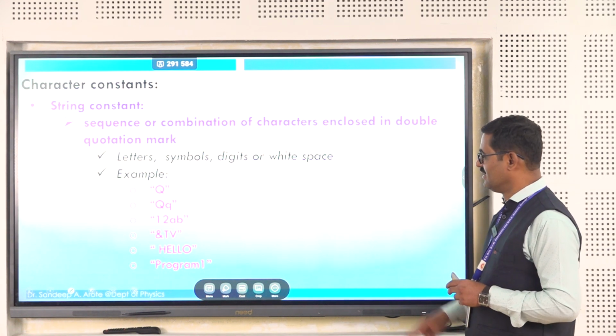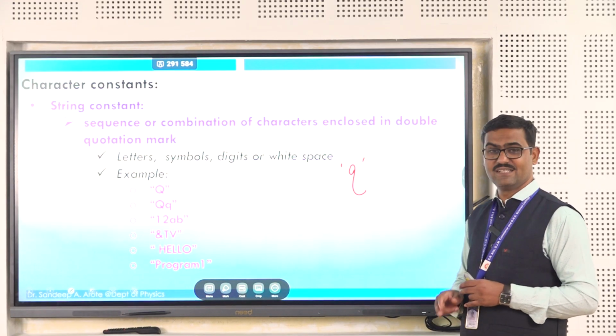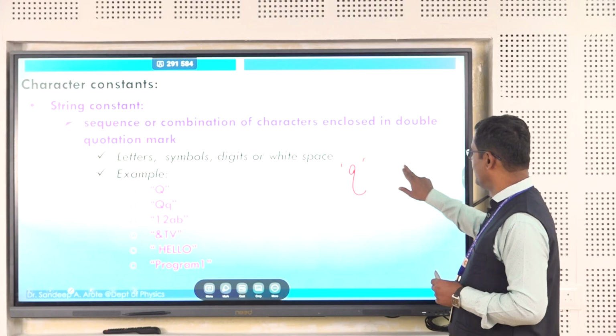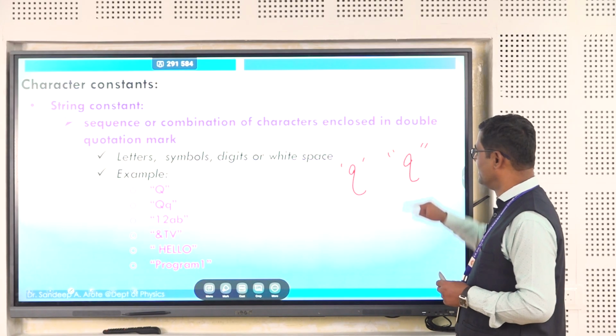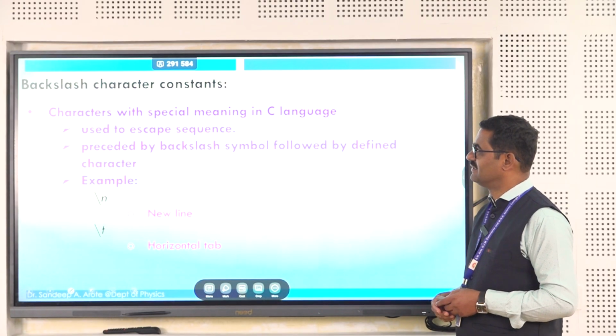it must be enclosed in a double quote mark. For example, see here. Small q in single quote mark is treated as a single character constant, while small q in double quote mark is treated as a string constant. So, these are some valid examples.